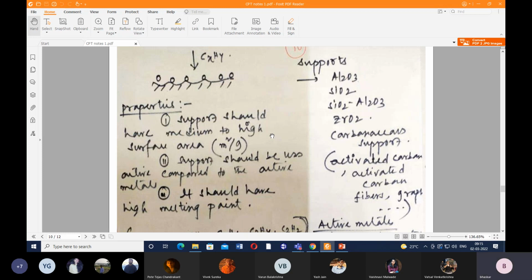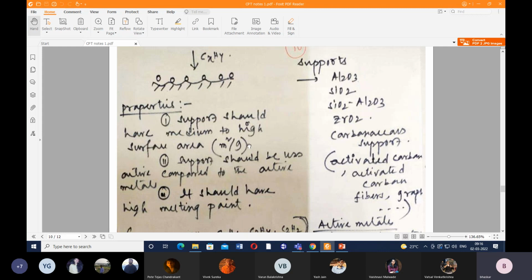In order to achieve uniform and homogeneous loading, and to improve the loading of the active metal on the surface, the support material should possess medium to high surface area. It shouldn't possess low surface area.